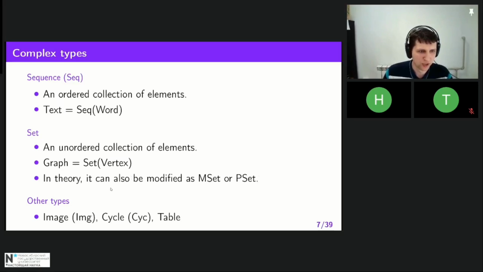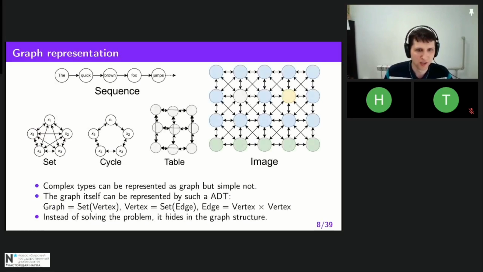And there can also be cycle type, image type, table, and so on. Image type and table are closer to deep learning than to ADT studies.